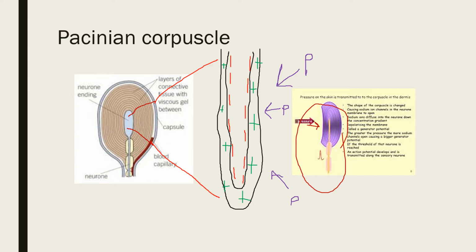So these minuses, let's redo that line that separates them, become positives inside. So it causes the influx of positive ions, and the negative ions go on the outside.